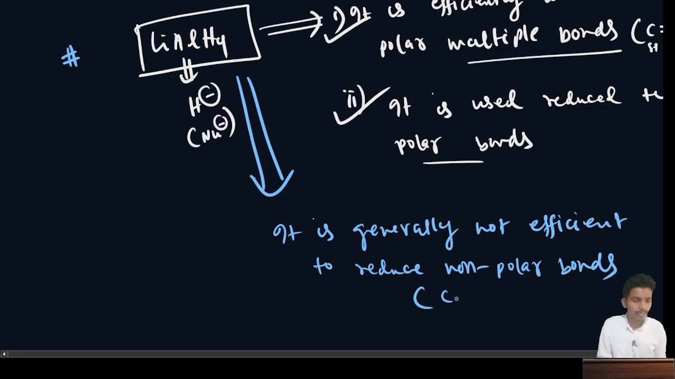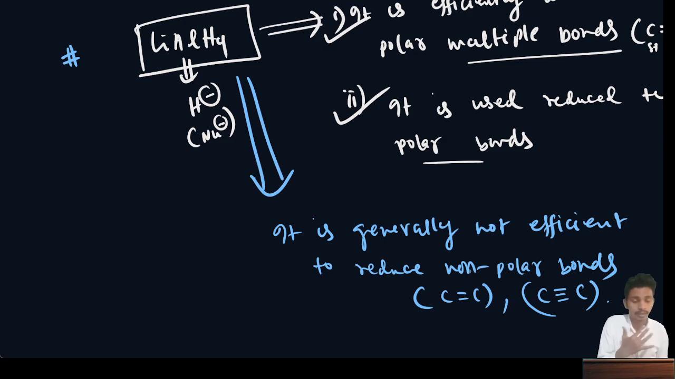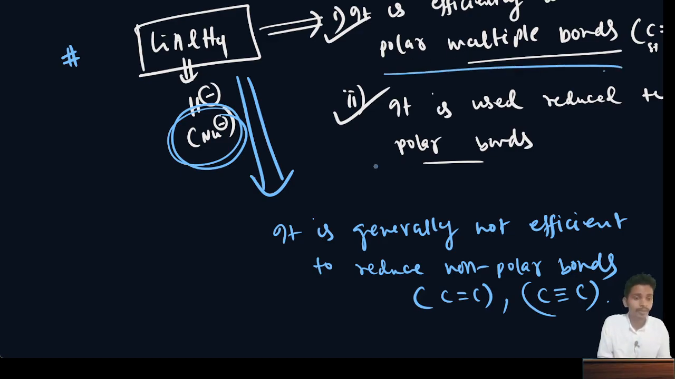Non-polar bonds, like a C=C double bond or a C≡C triple bond: in this type of case lithium aluminum hydride is not used, because there is no electron difference, meaning there is no electrophilic center. If an electrophilic center is not there, then where will the nucleophile attack? So lithium aluminum hydride is used for polar multiple bonds or polar bonds, but for non-polar bonds it is generally not used.